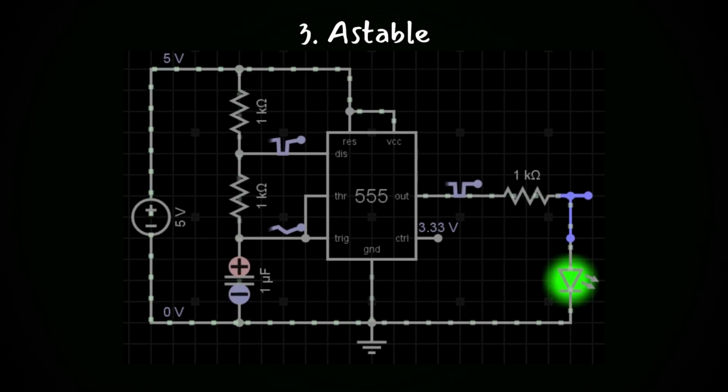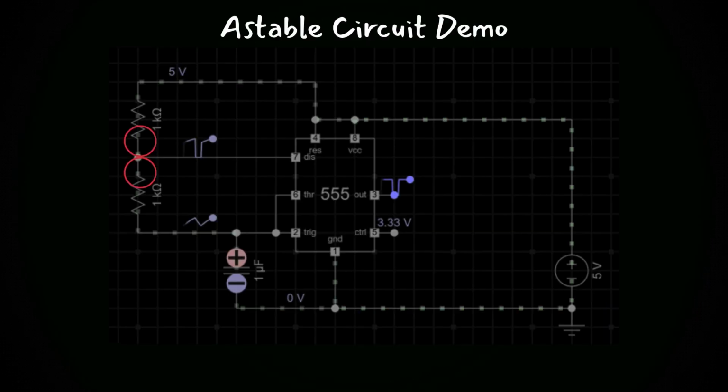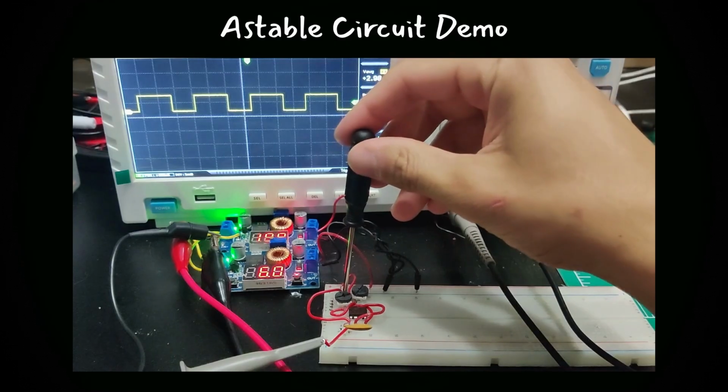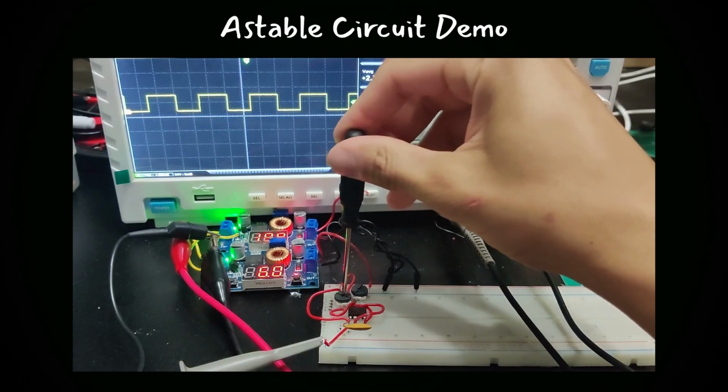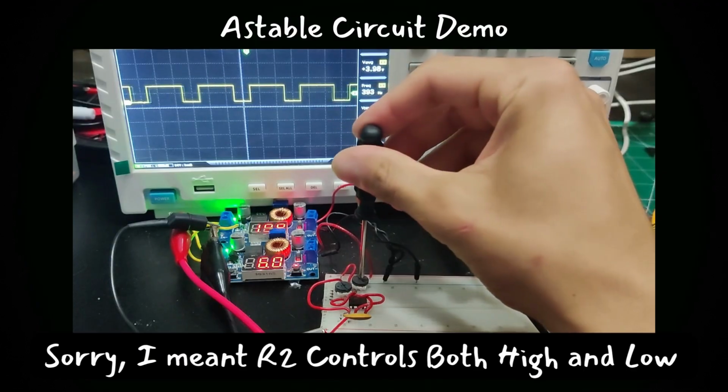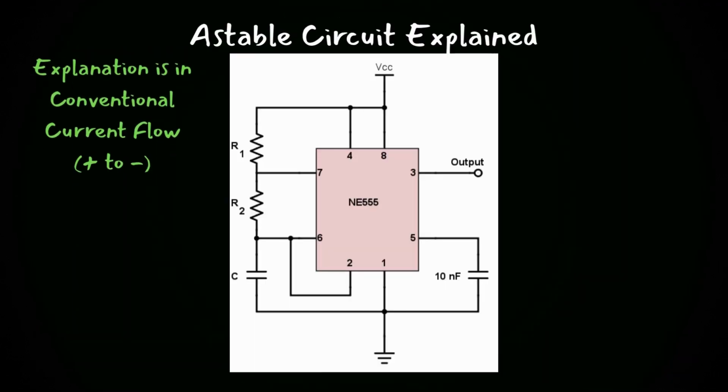This is the schematic for the astable 555 timer. The 2 resistors will be replaced by 2 100K potentiometers, so I can show you how those 2 resistors affect the waveform. Now, if you notice, when I turn R1, it affects only high time, but when I turn R2, it only affects low time. How are R1 and R2 affecting the waveform?